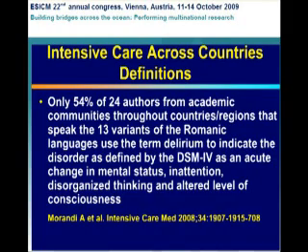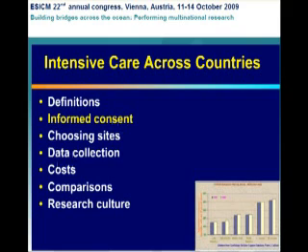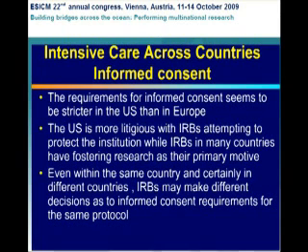Here's some information related to delirium. Only 54% of 24 authors from academic communities throughout countries and regions that speak the 13 variants of the Romance languages use the term delirium to indicate the disorder as defined by the DSM-IV as an acute change in mental status, inattention, disorganized thinking, and altered level of consciousness. So when we're setting up studies, it's extremely important that we define various disease states and various parameters prospectively. Informed consent is a real problem.